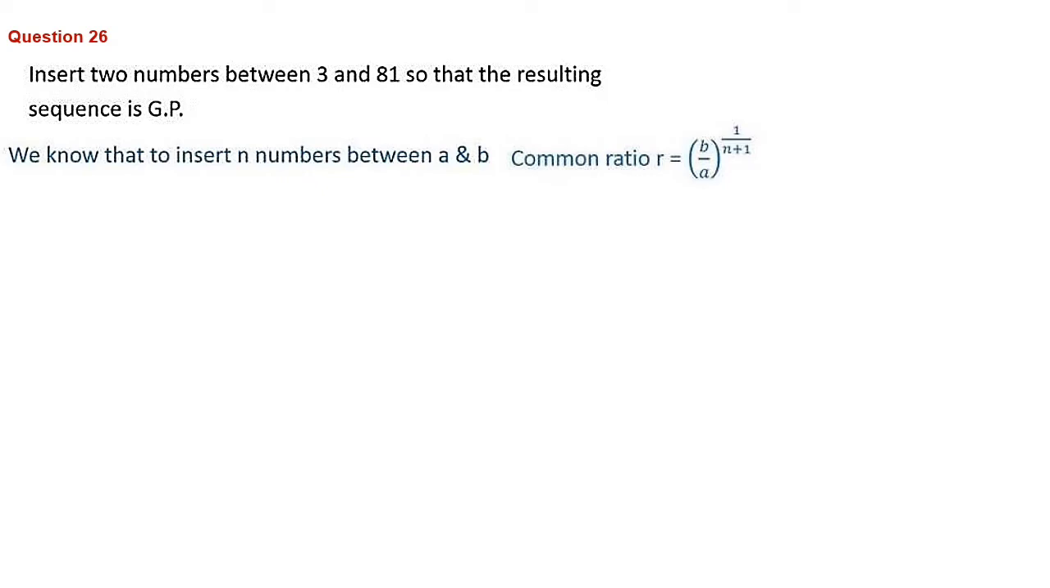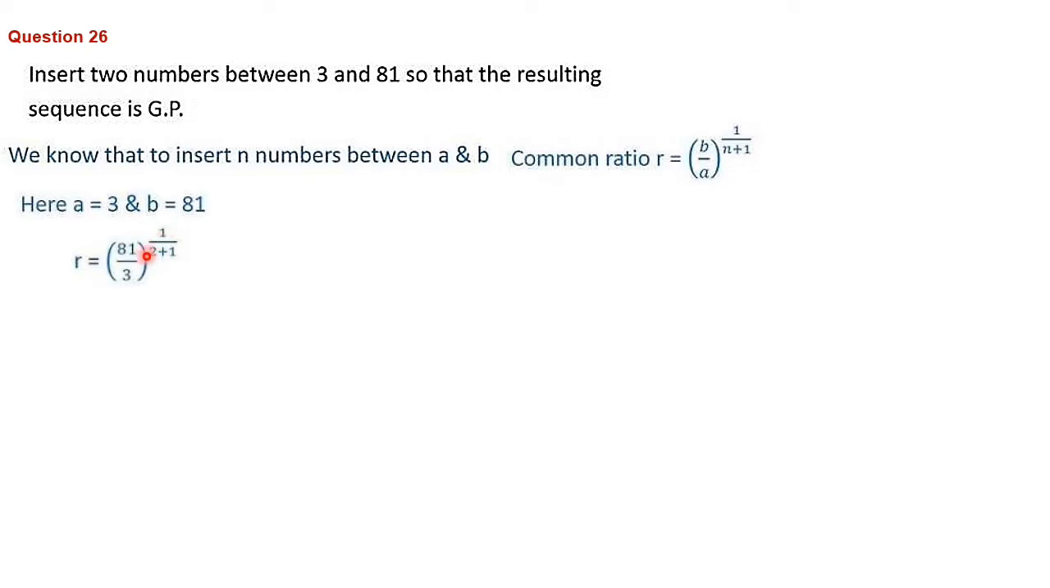Common ratio: in order to insert n numbers between A and B, the common ratio R will be (B by A) the whole power 1 by n plus 1. So here A is equal to our first term, that is 3, and B, the last term, is 81. So B by A values we can put from here. That means R is equal to (81 divided by 3) the whole power 1 divided by n plus 1.